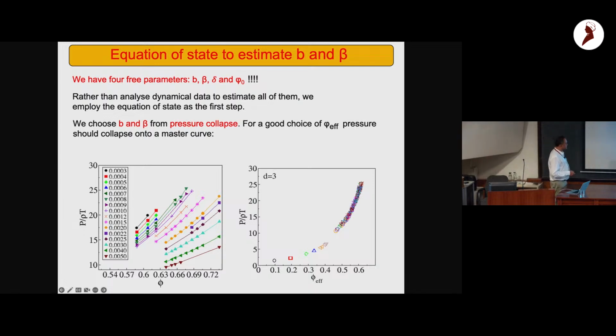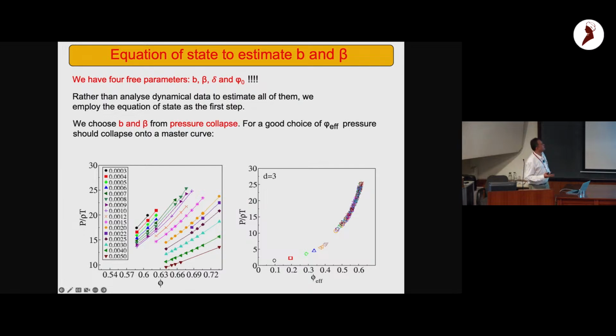density. So the equation of state in terms of an effective packing fraction: these are the raw data at different temperatures, and we say this should collapse into a single hard sphere-like equation of state, and we use that to estimate the B and the beta, which only appear in the expression for the effective packing fraction with this kind of data collapse. And then we use the dynamical data only to extract phi naught and delta. And based on the results that we get, we conclude that delta equal to 2 is a good choice across all dimensions.